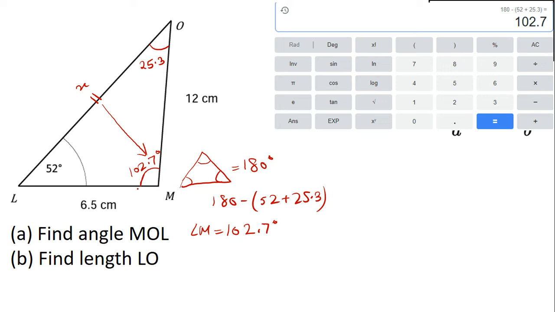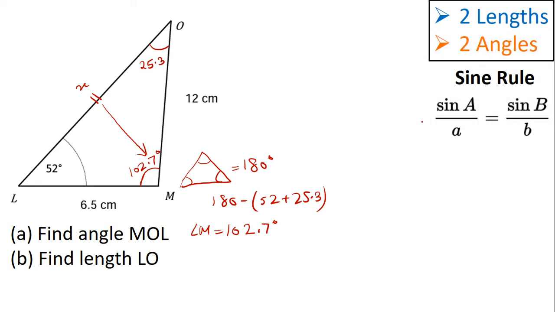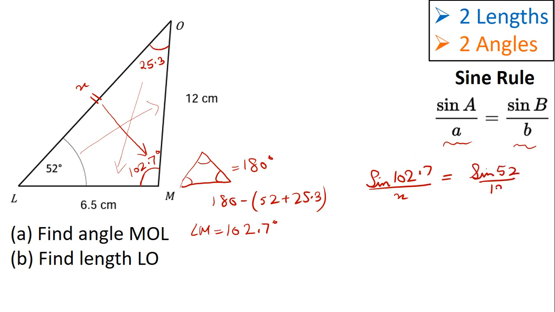Now, once I have that, I think it's pretty easy to find the length x, keeping in mind again my two lengths, two angles, the sine rule: sine A over A equals sine B over B. I can just write it down. So I can do sine 102.7 over x, because x is the length that corresponds to this angle, equals sine B over B. For that I could take anything. Either I take 25.3 and the length right opposite to that, that's 6.5, or I take 52 and the length opposite to that, that's 12. I'm just going to go with 52 and 12 because it's more neat without any decimals. So I'm just going to do sine 52 over 12.